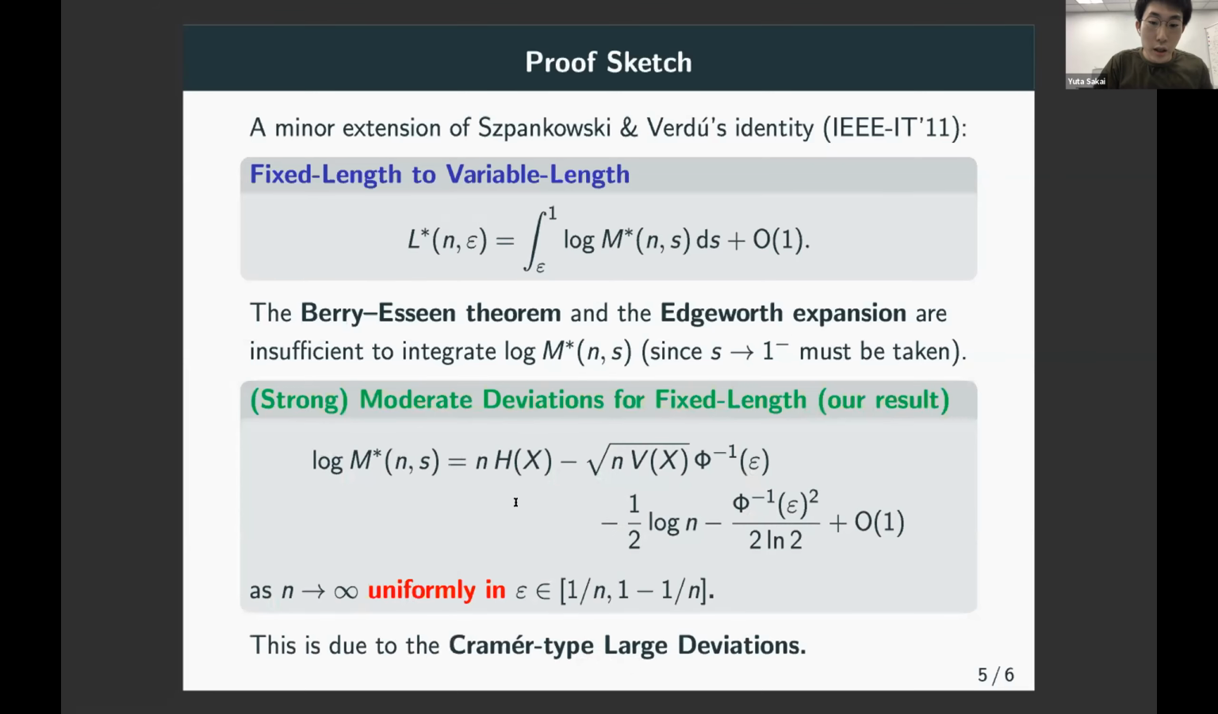So we derive this strong moderate deviation result for fixed length compression. Here, this S should be epsilon. In this result, we can approach this epsilon to 0 or 1 polynomially fast. So we can calculate this integral. This strong moderate deviation result is proven by Cramér-type large deviations.